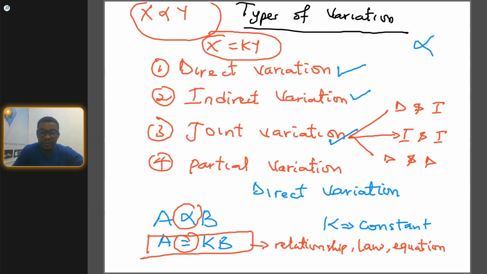Now let's consider that of indirect variation. We have to understand those concepts first before we go into solving questions. So I want to clean the board. Can I go ahead to clean the board? If yes, thumbs up. Okay, thank you for your response, Enoch. So we're going to clean the board and move on to the next.